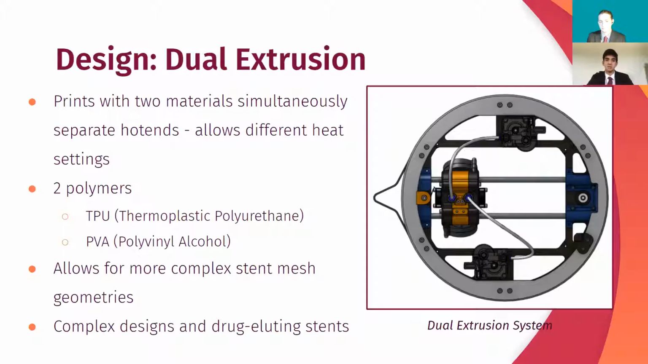The first of these, which we plan to print with, is TPU, or thermoplastic polyurethane, which comprises the flexible body of the stent. And the second material is PVA, or polyvinyl alcohol, which is a soluble support material that dissolves when it's placed in water. So basically, the TPU is printed and molded on top of the PVA as it's printed, and the final composition is a TPU PVA mix, which then, when it's dissolved in water, the only thing that remains is the TPU. This allows for more complex stent mesh geometries, in turn enabling the fabrication of more complex stent designs, including drug-eluting stents, which I'll discuss in the future directions.